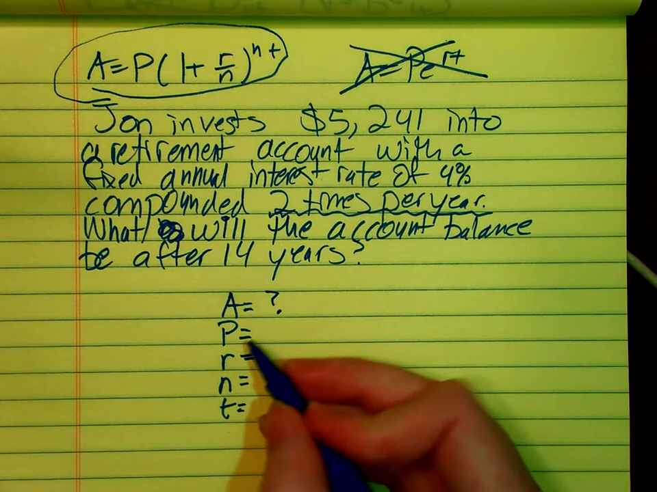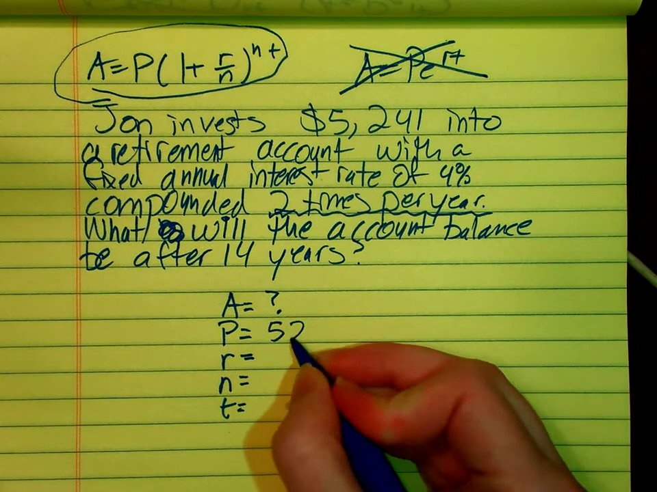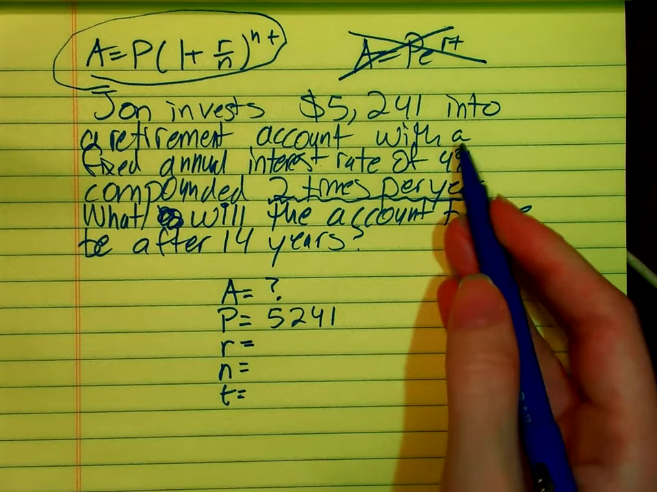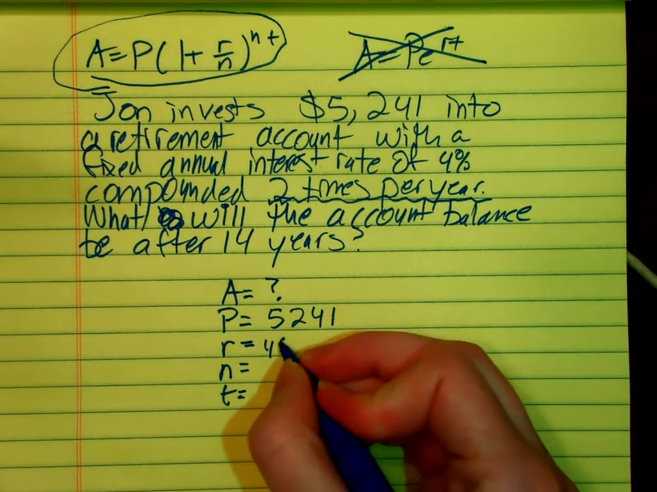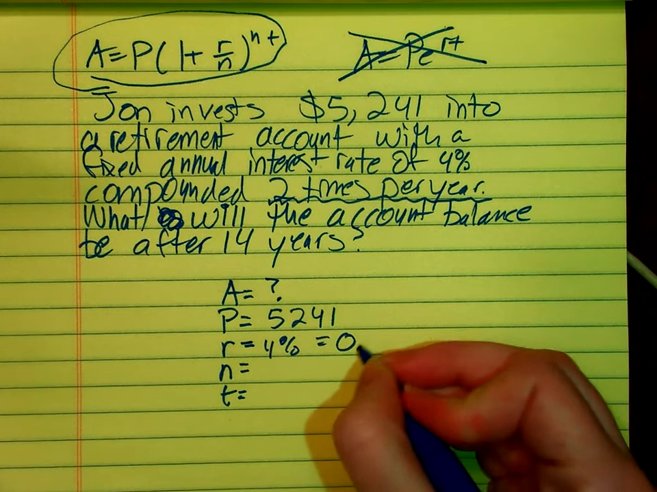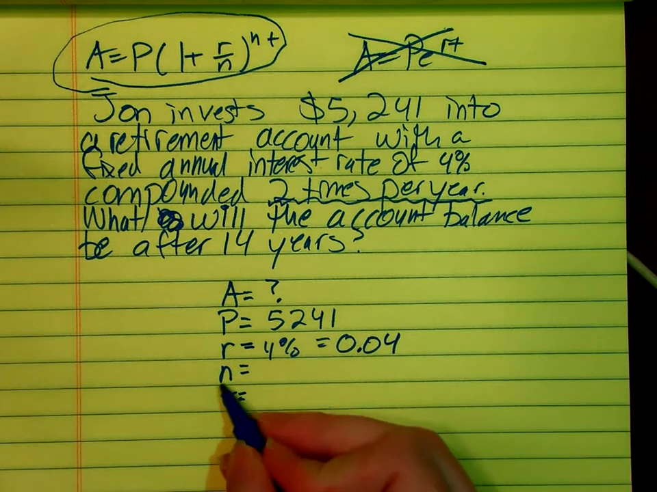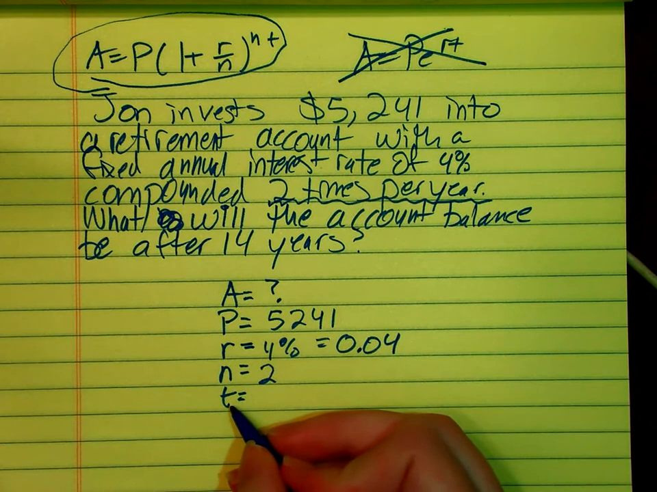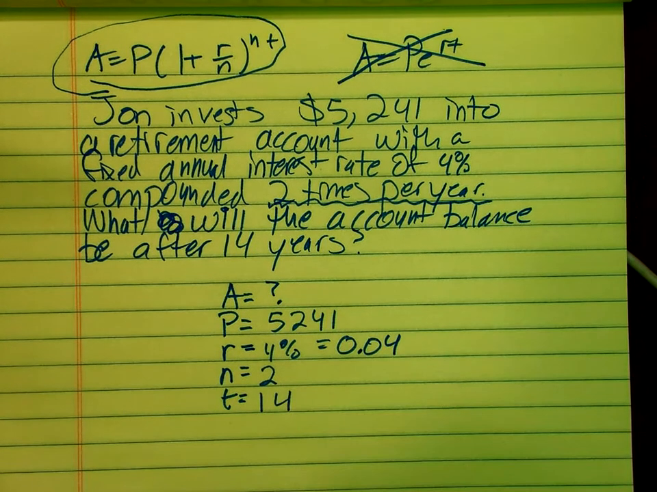Do we know my starting amount? Absolutely. That's $5,241. Do I know my rate? Yep, that's 4% again. So again, you've got to remember, convert your rate to a decimal. Number of times per year, that's twice per year. Amount of time passed, 14 years.